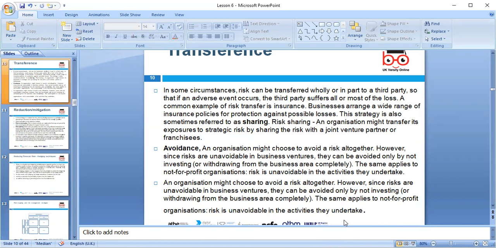With avoidance, an organization might choose to avoid risk altogether. However, risks are unavoidable in a business venture, and they can be avoided only by not investing in that venture or not doing that particular activity. That is what we can look at.